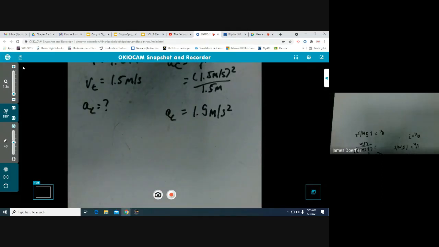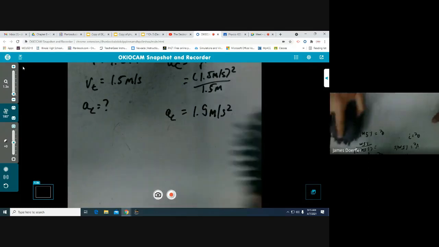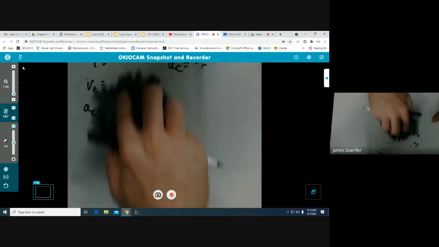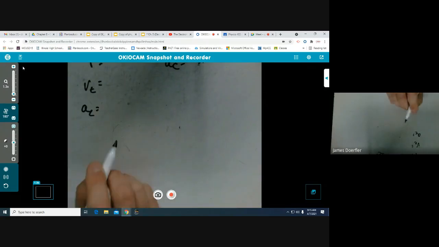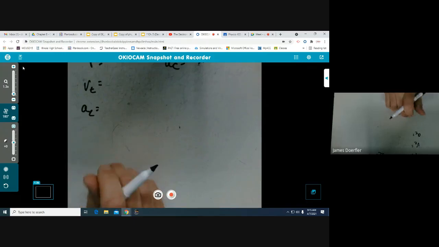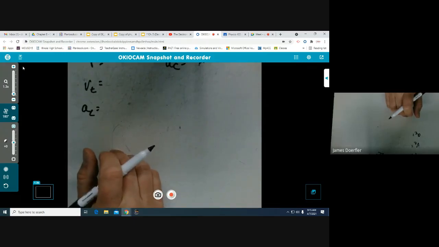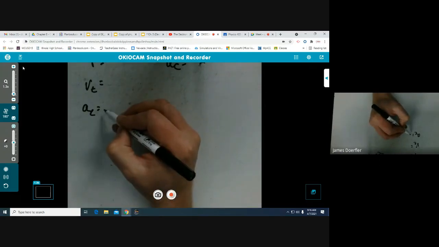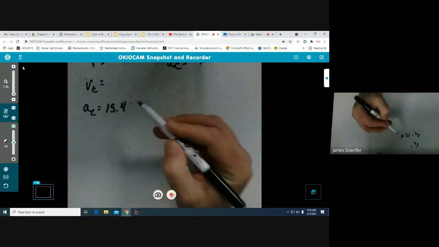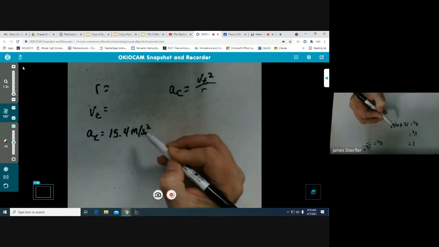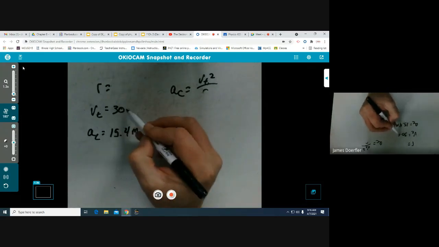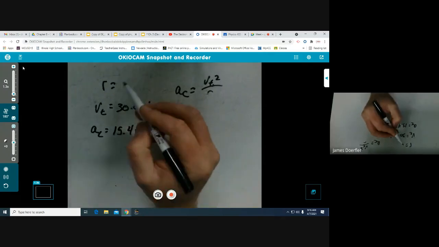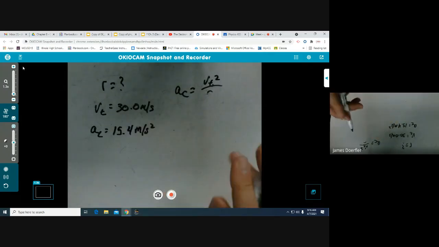Let's do one more. Let's look at number 4. A race car moving along a circular track has a centripetal acceleration of 15.4 meters per second squared. If the car has a tangential speed of 30.0 meters per second, what is the distance between the car and the center of the track? So again, what we know is the centripetal acceleration of 15.4 meters per second squared. The tangential speed is 30.0 meters per second, and what we don't know is the radius.